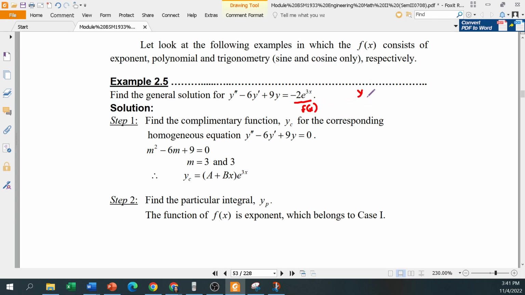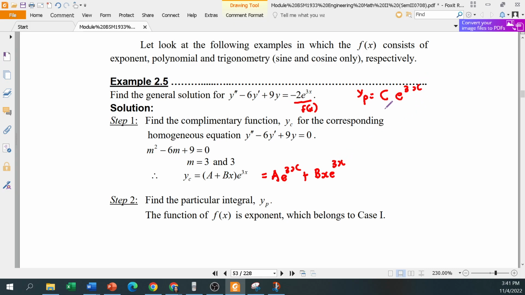Then I should choose yP in the same form as f(x). Let's say I choose c, also e to the power 3x. Because f(x) is negative 2 e to the power 3x, I should choose yP in the same form as f(x), so it is e to the power 3x, with an unknown coefficient c that we are going to determine later on. After you choose yP, check whether it clashes with yC. yC here is a e to the power 3x plus bx e to the power 3x.